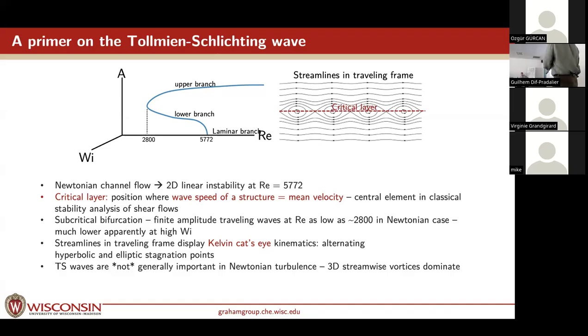We know that for the Tollmien-Schlichting waves the bifurcation is subcritical. You can have linearly stable laminar flow up to 5772, and then transition in the Newtonian case actually happens down at 1000. So TS waves don't matter for Newtonian transition.